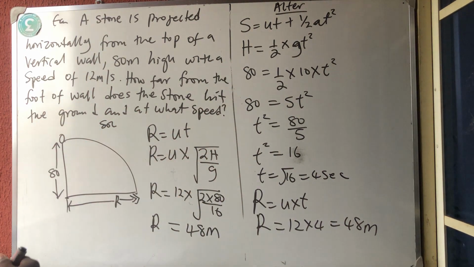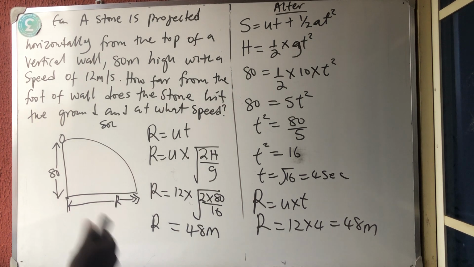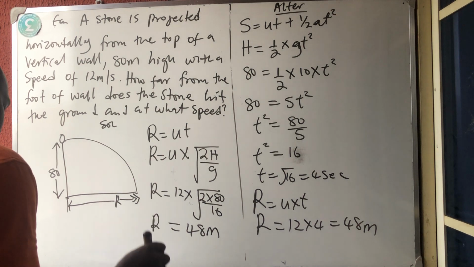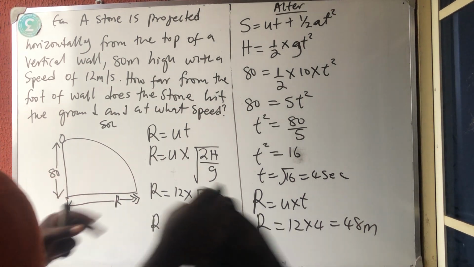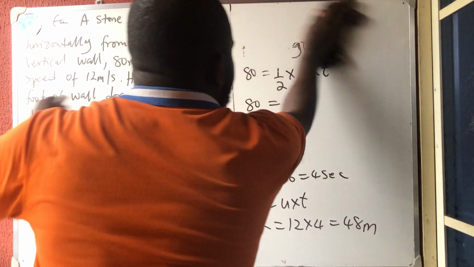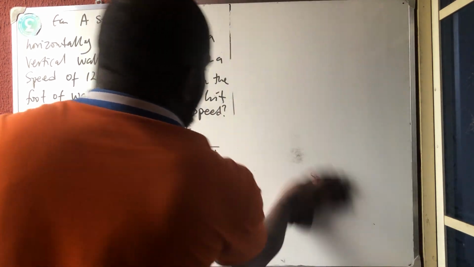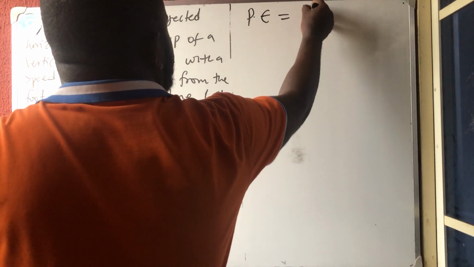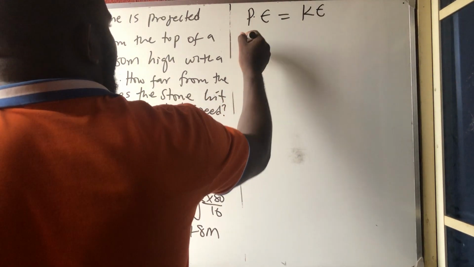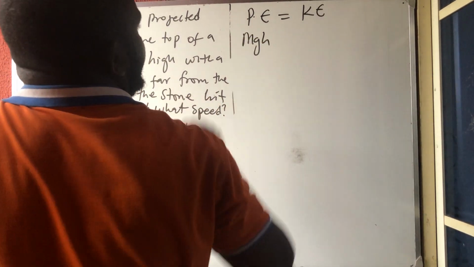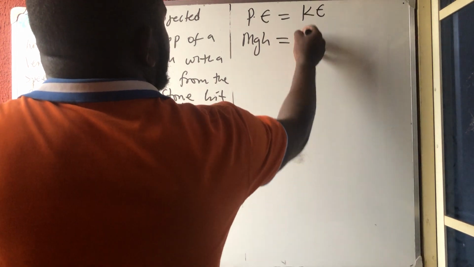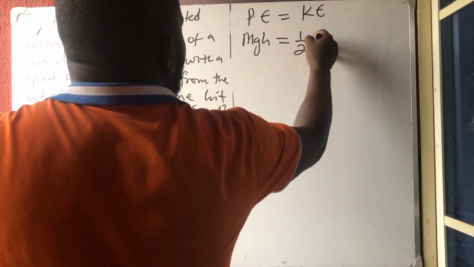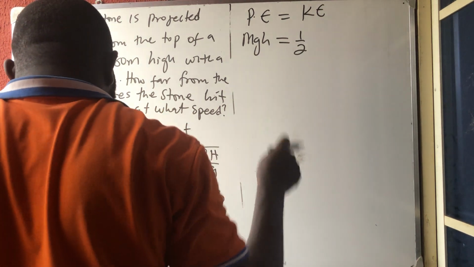So the next question they asked is, at what speed? Now, look at how to calculate that. What will help us is energy. We know that potential energy is equal to kinetic energy. What is the formula for potential energy? mgh. Don't forget. What is the formula for kinetic energy? 1/2 mv squared.